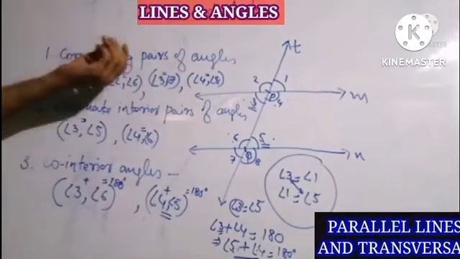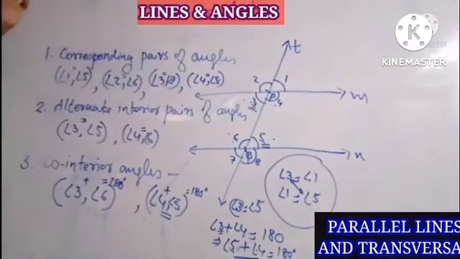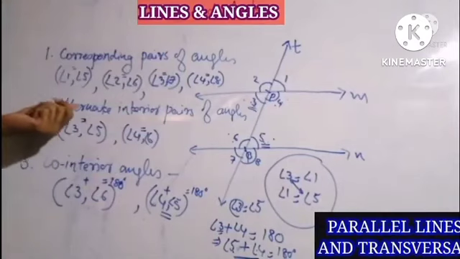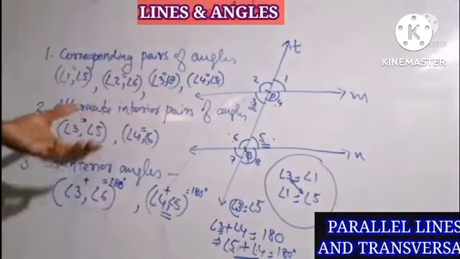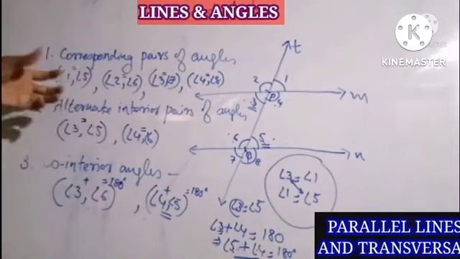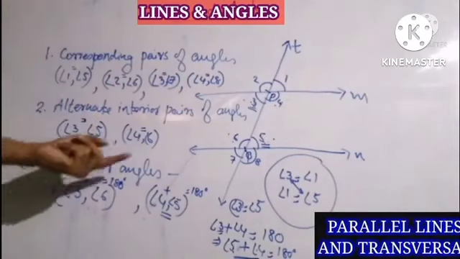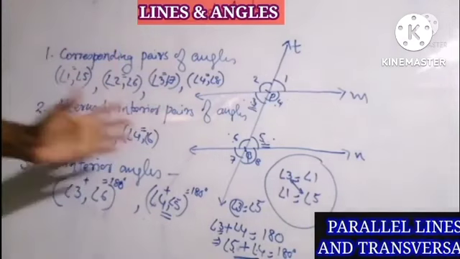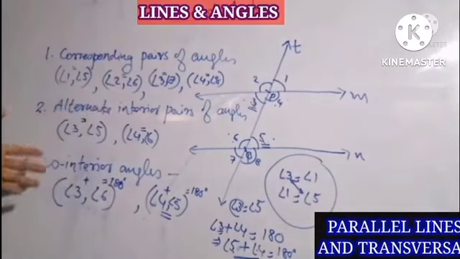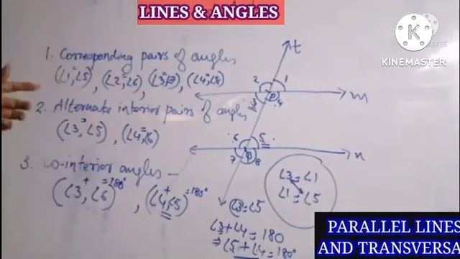The first pair is corresponding pairs of angles, and the angles in each pair are equal. Second, alternate interior pairs of angles, and there are two pairs of angles, and the angles in each pair are equal. In the third case, co-interior angles, or angles on the same side of the transversal, and also two pairs are there, and the sum of the angles in each pair is supplementary.